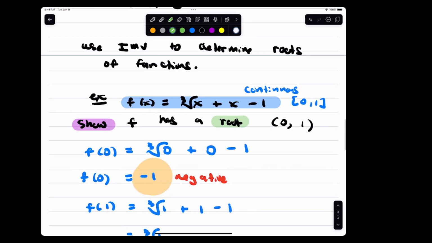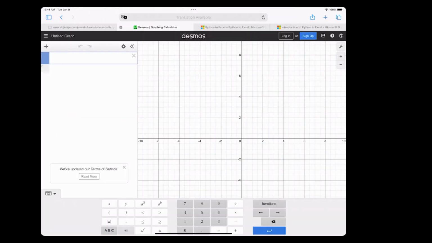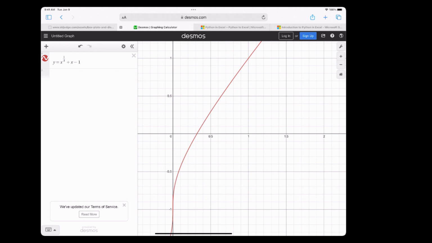Now, let's look at Desmos. You might ask, can you do this in Desmos? Yeah. Let's go to Desmos. I'll put y equals the cube root, x raised to the 1/3 power, plus x minus 1. And you guys know by now, I don't like the red.